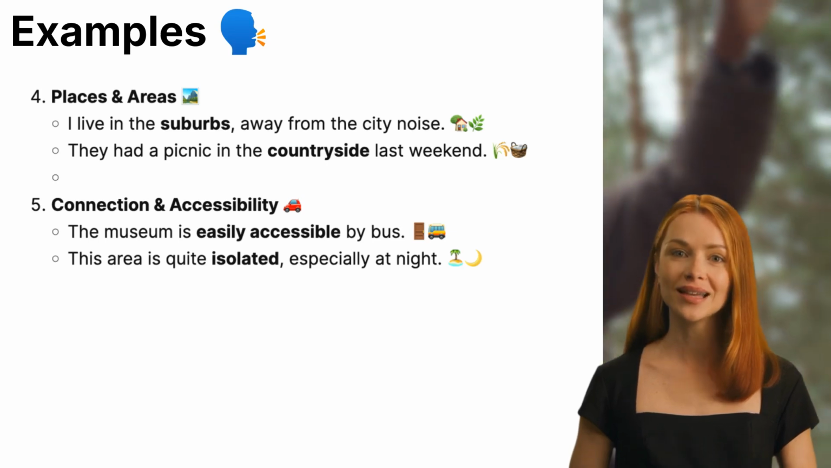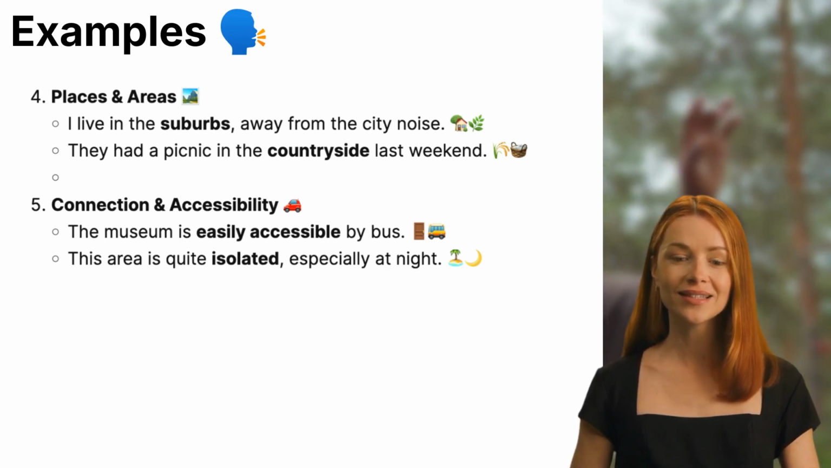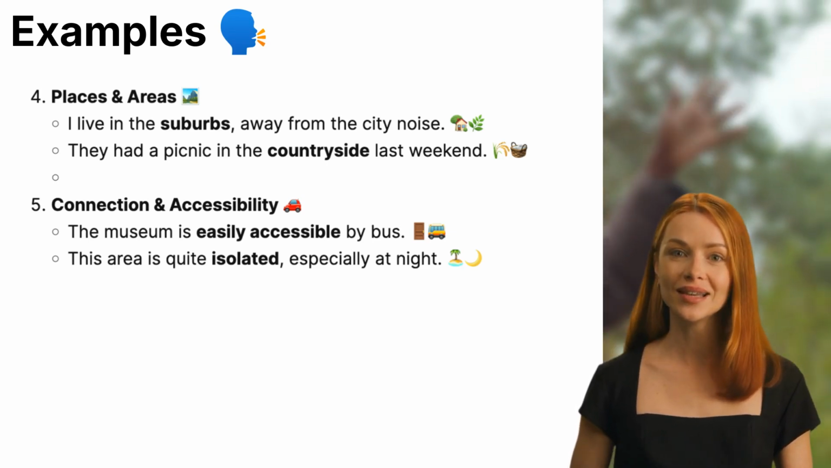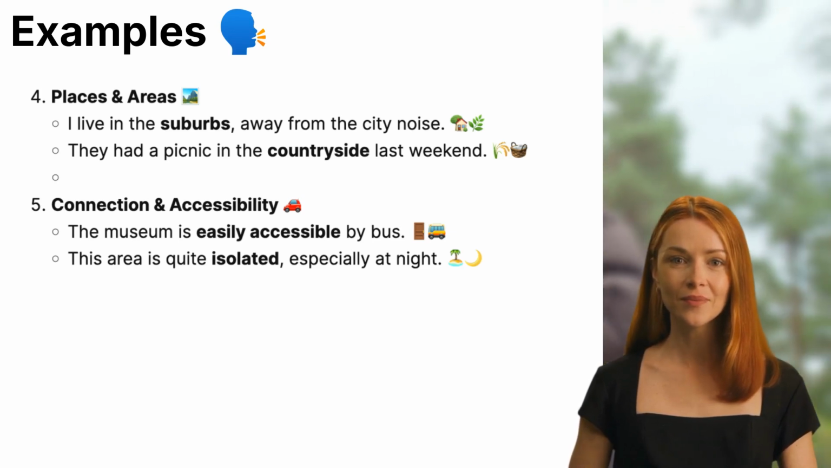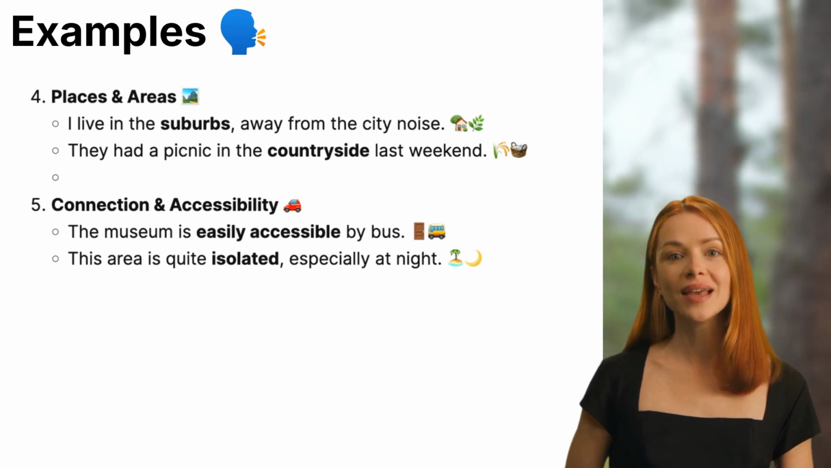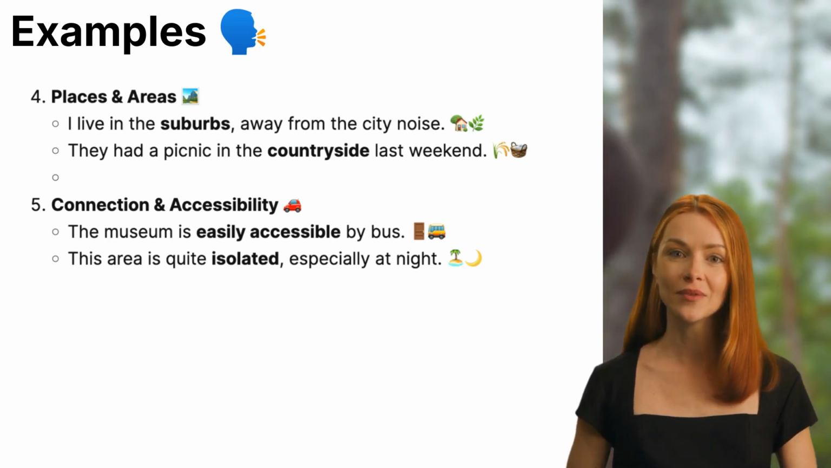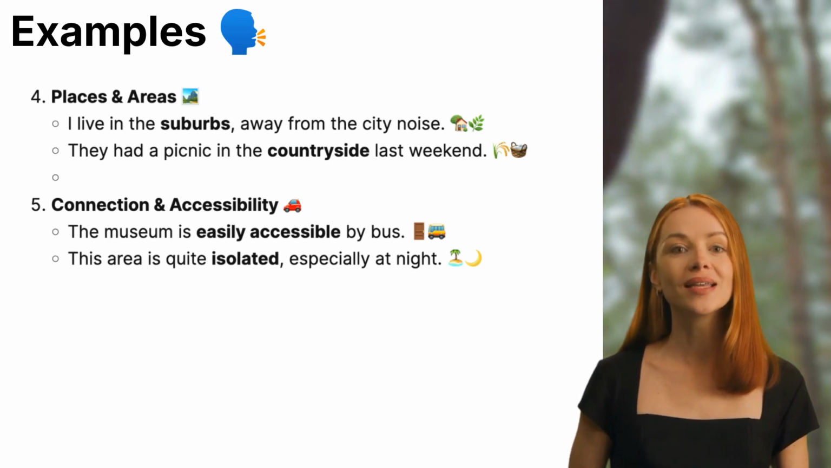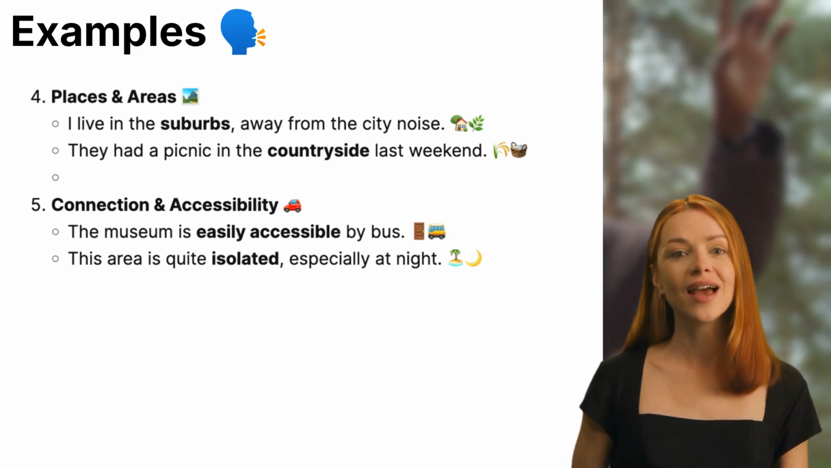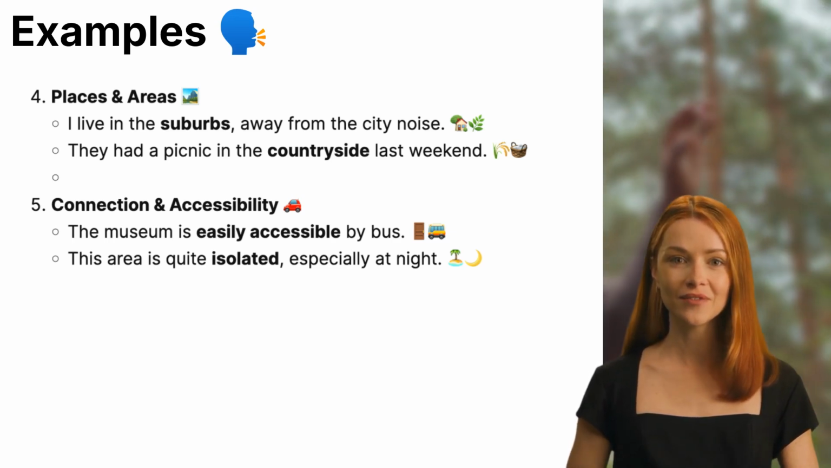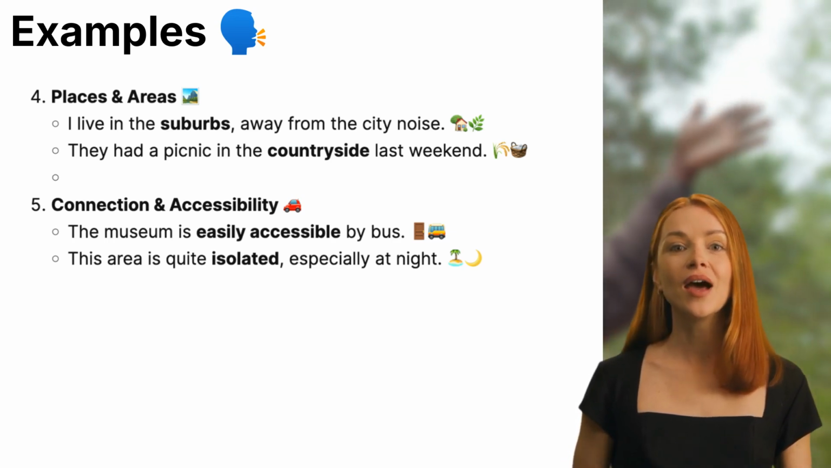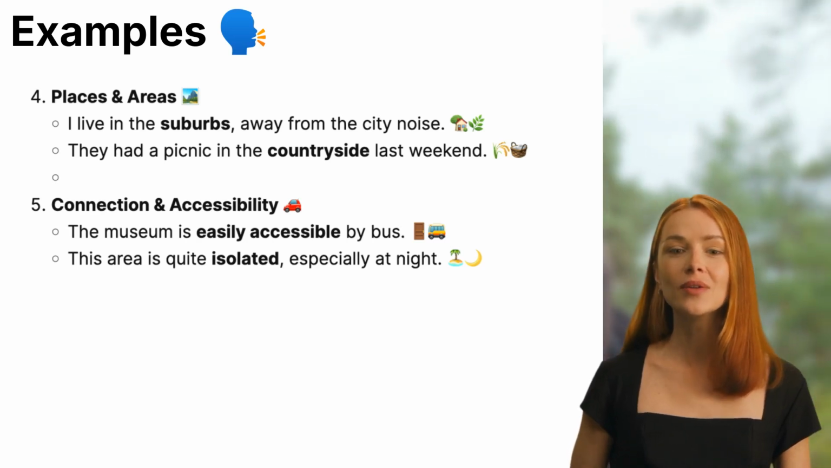5. Connection and accessibility. The museum is easily accessible by bus. Easily accessible is great for describing places that are simple to reach, especially when giving directions or travel tips. This area is quite isolated, especially at night. Isolated helps describe places that feel far away from everything, often giving a sense of being alone or separated.